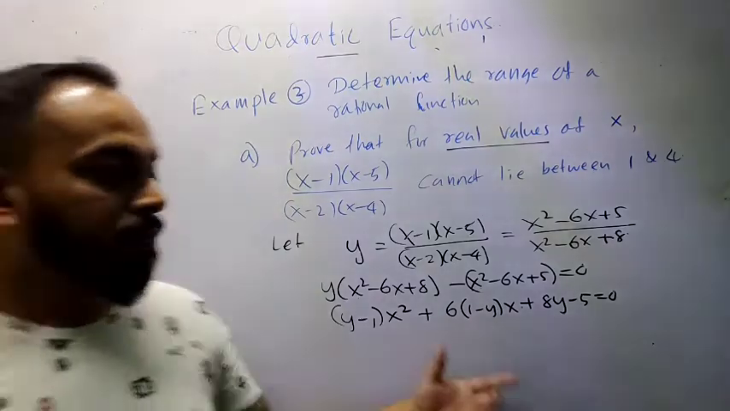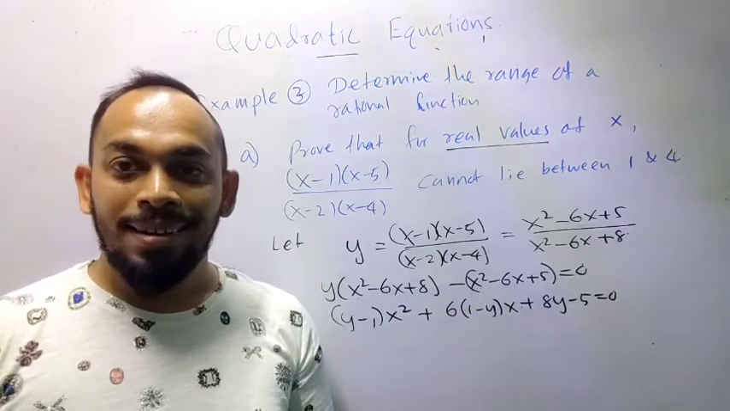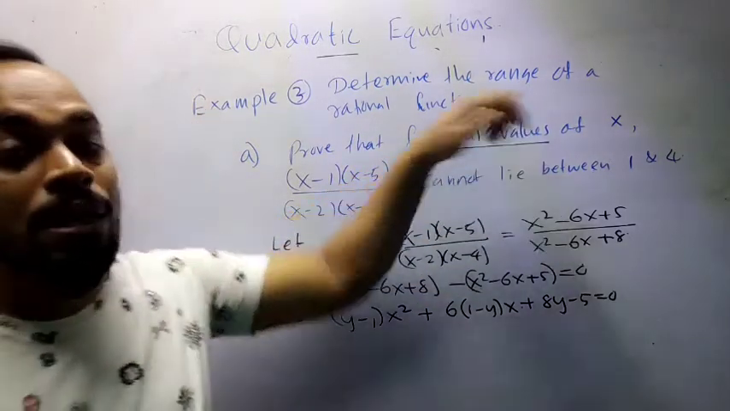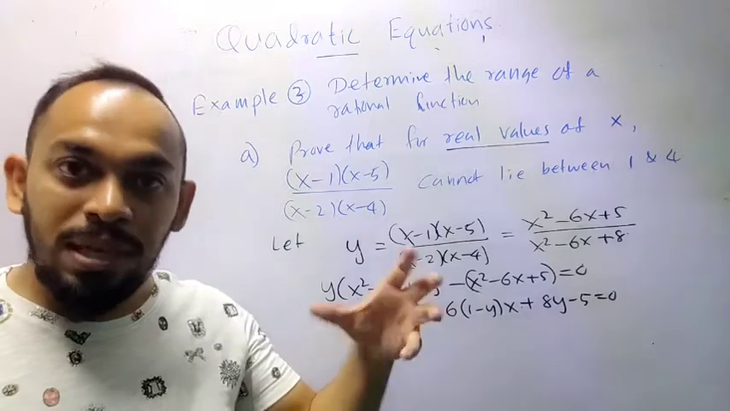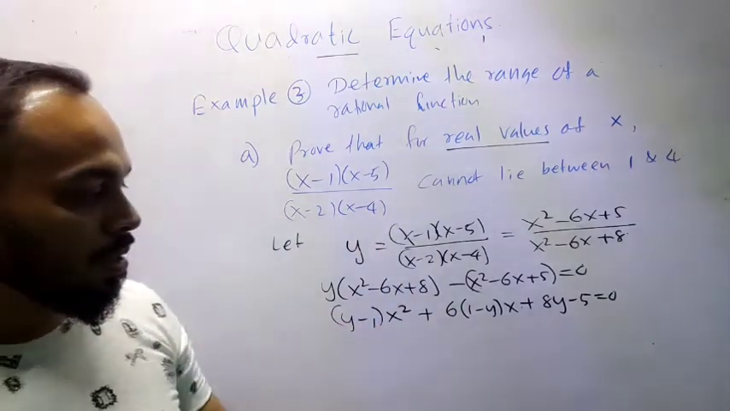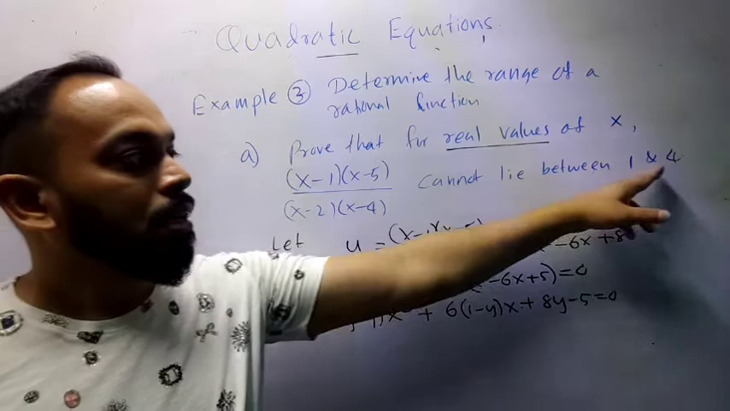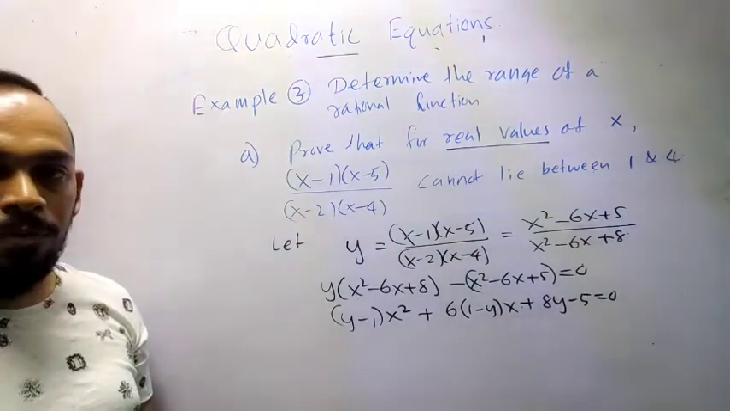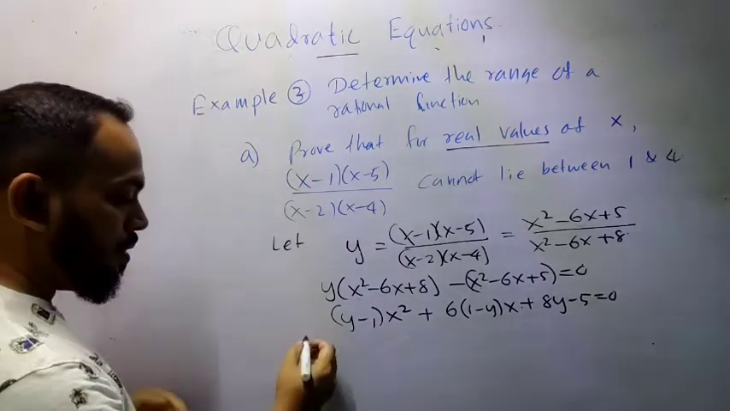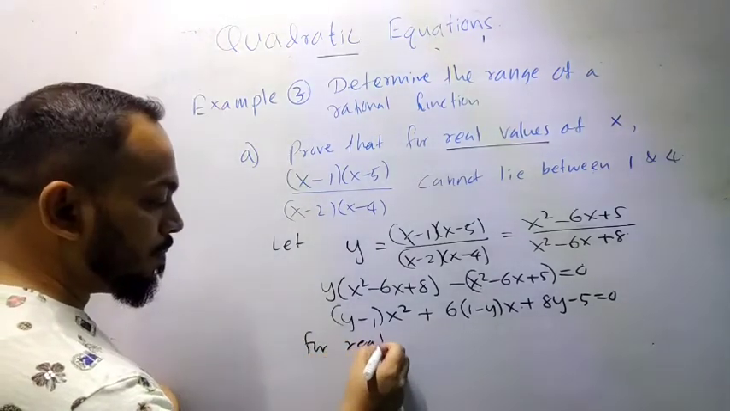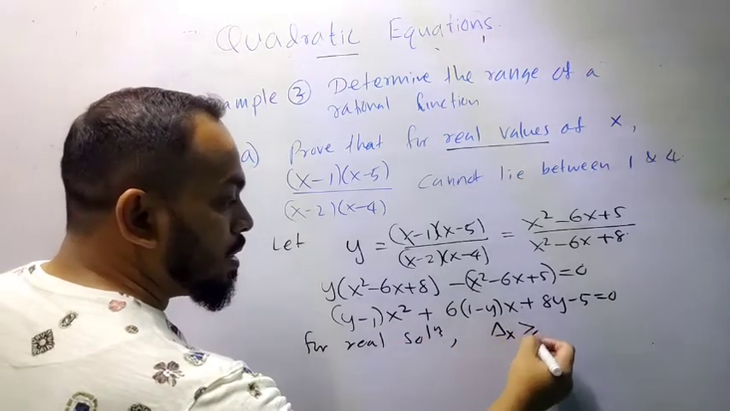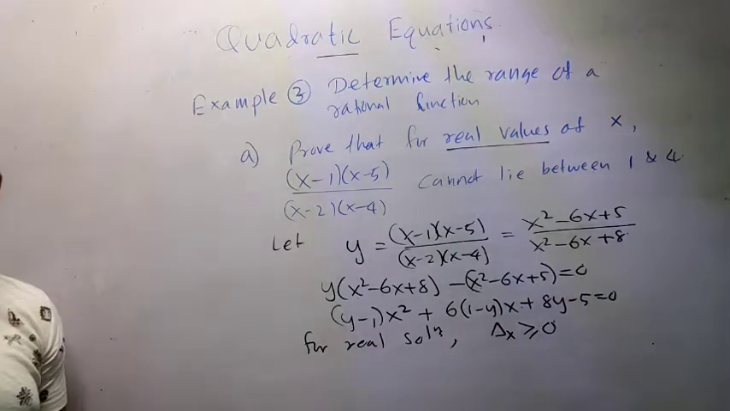This quadratic equation will have real solutions. Now they say that for real values, which means actually for real solutions, y cannot be between 1 and 5. So for real solutions, the discriminant must be greater than or equal to 0.